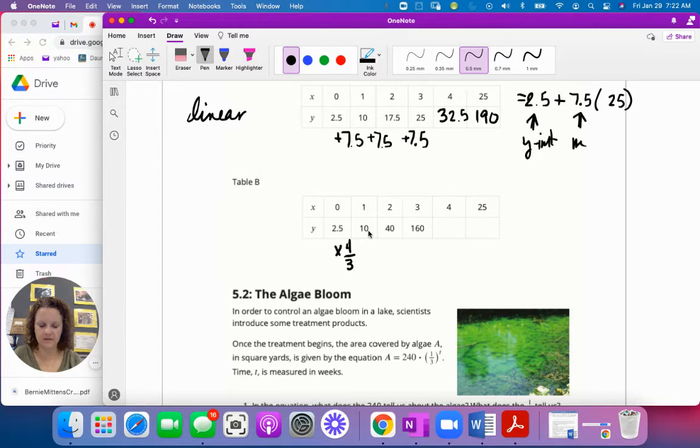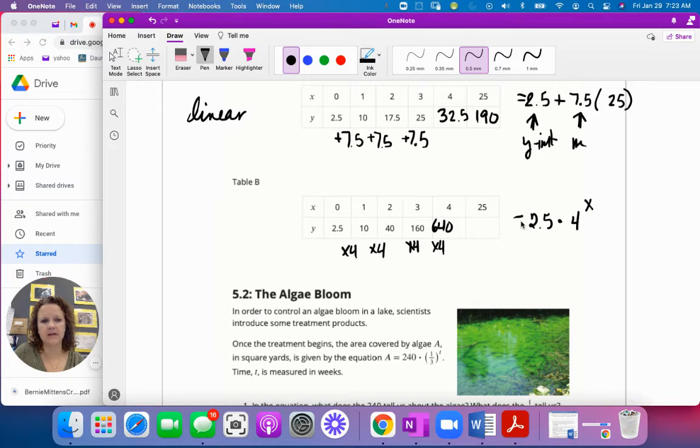2.5 times 4 is 10. So times 4, and then 10 times 4 is 40, and 40 times 4 is 160. So times 4 is 640. So if I wanted the y value for the 25th x, I've got my initial value times, I'm quadrupling it to the x.